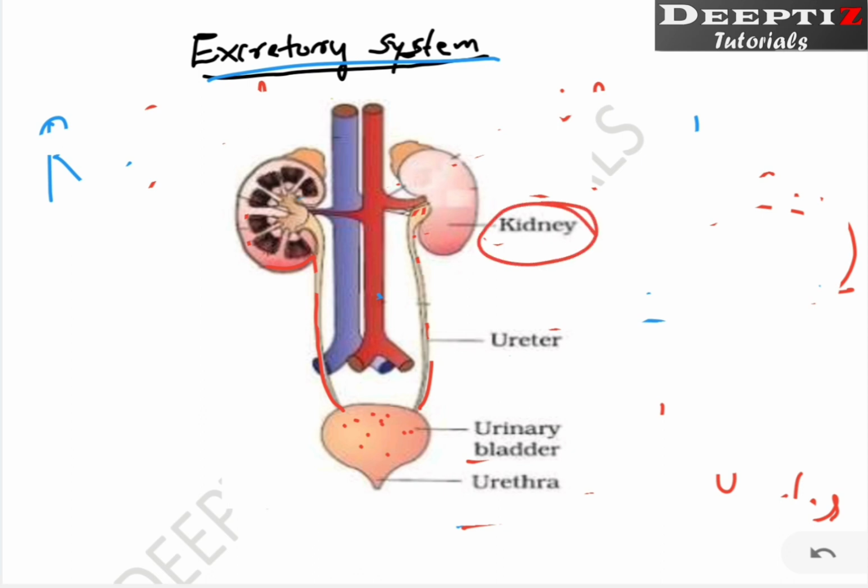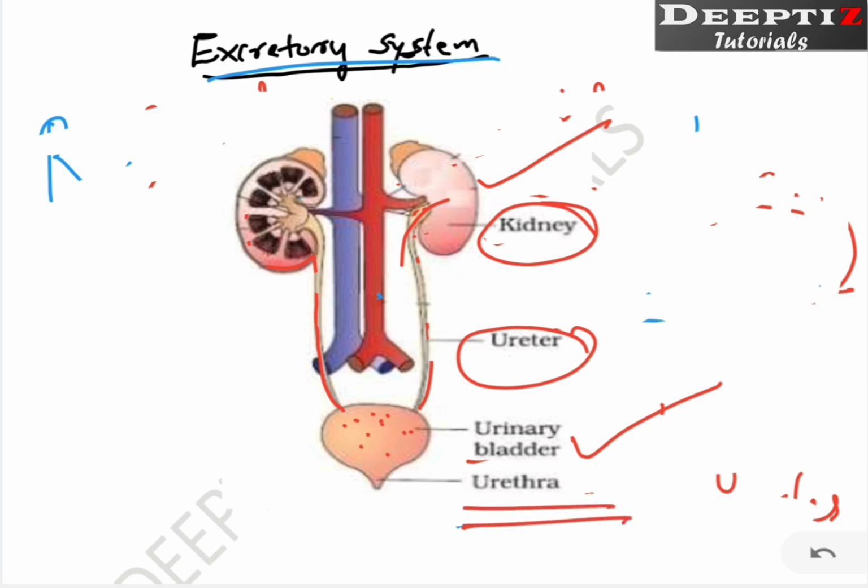What is the function of the kidney? The kidney's function is to filter the urine from the blood, and this filtered urine travels through the ureter. It reaches the urinary bladder. Temporarily the urine is stored by the urinary bladder, and through the urethra this urine is thrown out. So what is renal artery and renal vein? Renal artery brings blood to the kidney and renal vein takes away blood from the kidney.